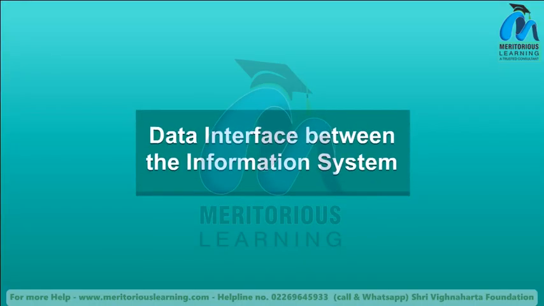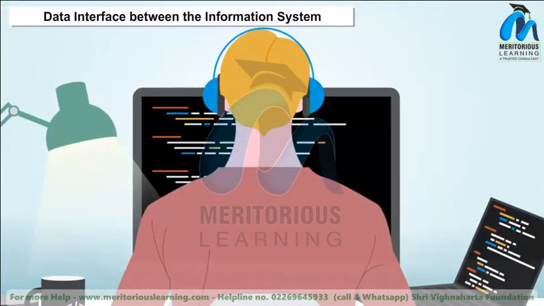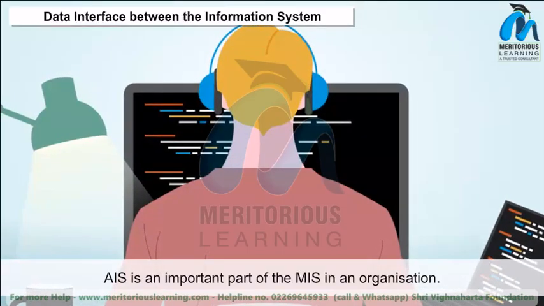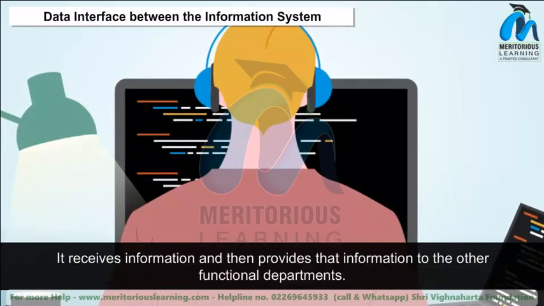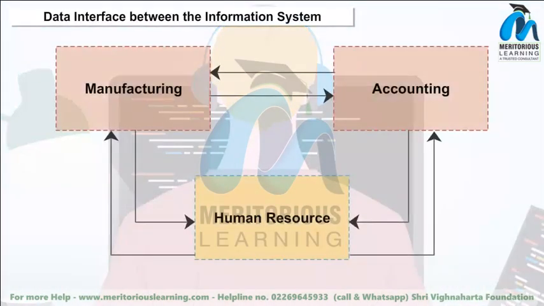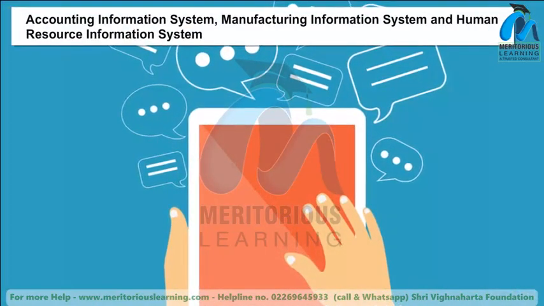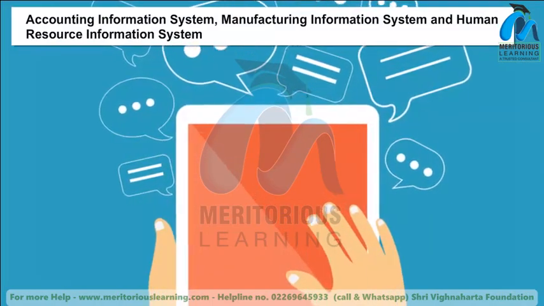Data interface between the information systems. AIS is an important part of the MIS in an organization. It receives information and then provides that information to the other functional departments. The following examples illustrate the relationship between the data and the various subcomponents of MIS: Accounting Information System, Manufacturing Information System, and Human Resource Information System.